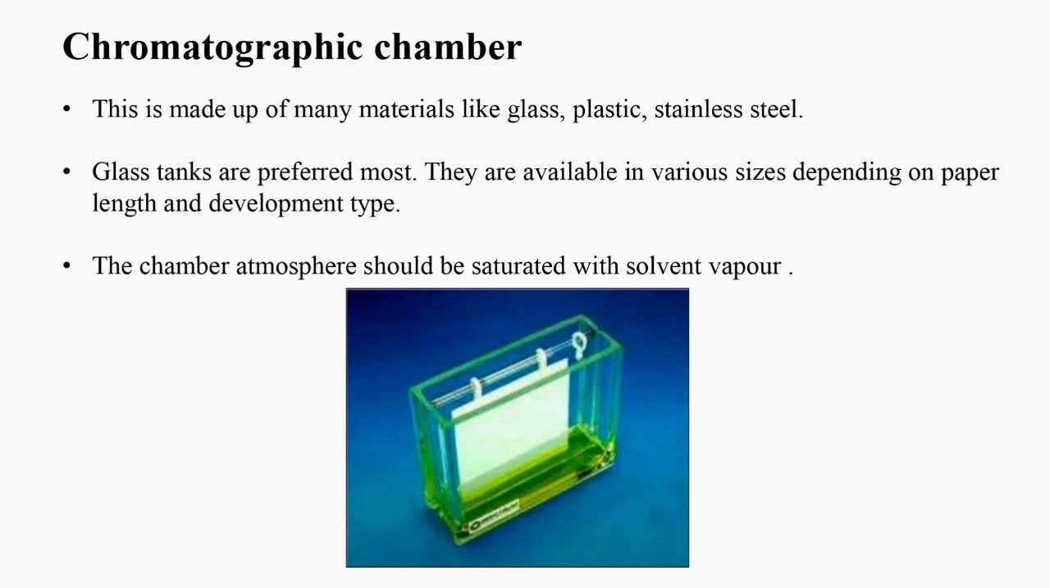Chromatographic chamber. This is made up of many materials like glass, plastic, stainless steel. Glass tanks are preferred most. They are available in various sizes depending on paper length and development type. The chamber atmosphere should be saturated with solvent vapor.